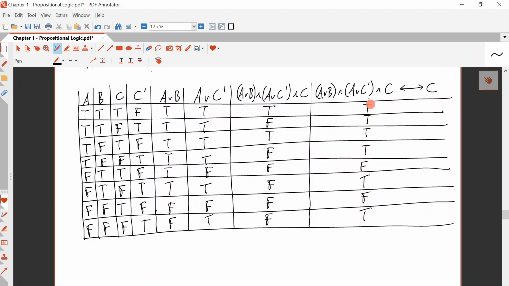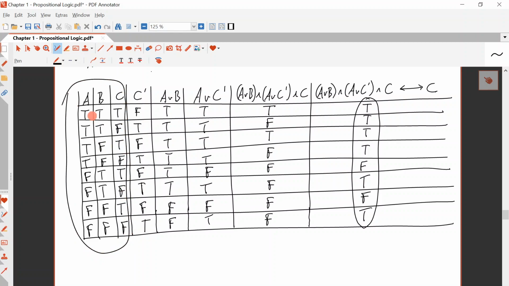So that's the final column, and that is the truth value of this entire propositional logic statement, given the 8 combinations of truth values for A, B, and C. So when A is true, B is true, and C is false, this statement is true. All right, when A is false, B is false, and C is true, this statement is false. All right, so that's the truth table for this.